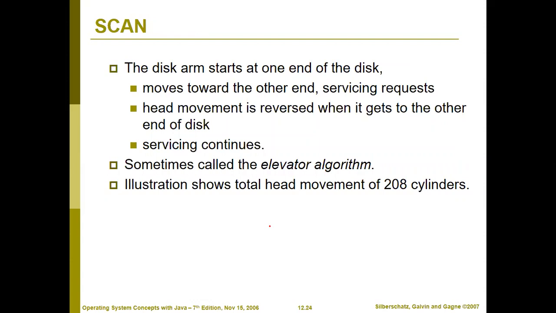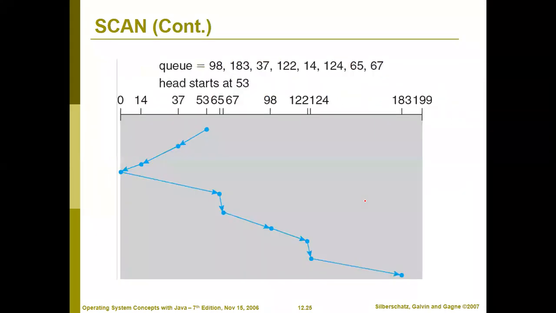Then the scan scheduling. The disk arm moves starting at one end of the disk, moving toward the other end, servicing requests. Head movement is reversed when it gets to the other end of the disk. Servicing continues. This is the theoretical part, which you can also understand within the numerical portion. Here your total head movement will be 208. How? Let's see.